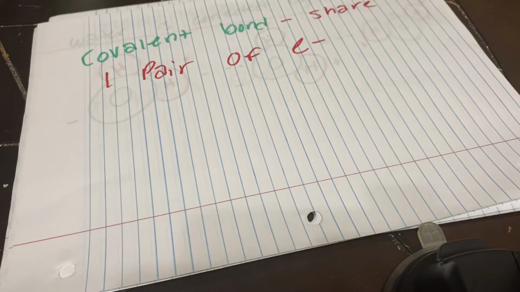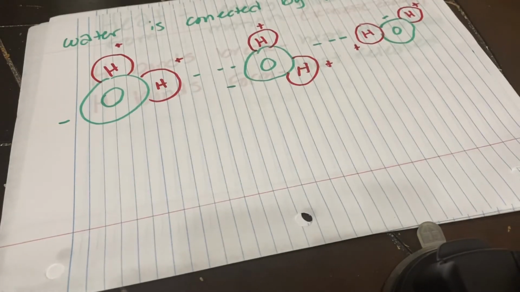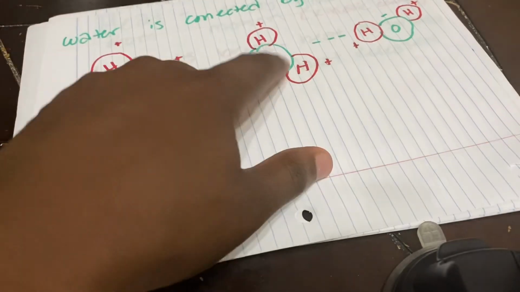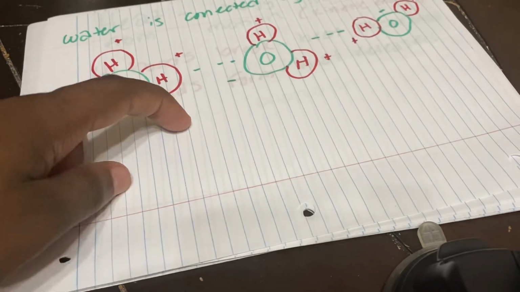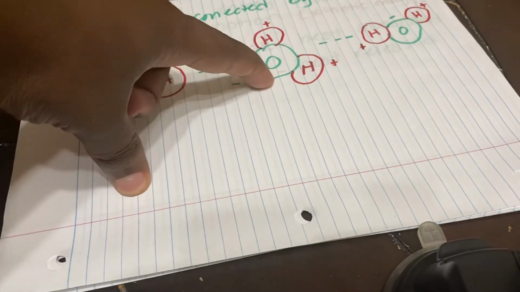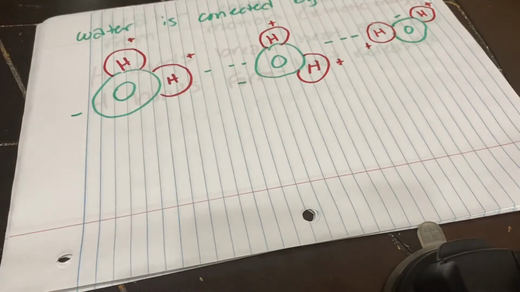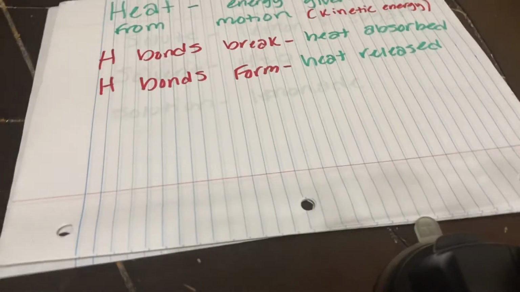Covalent bonds share 1 pair of electrons. Water is connected by hydrogen bonds. So these are waters, H2O, H2O, H2O. And that's how they will look because positive is attracted to negative, and it goes on like that. Okay? And it's more positive, more negative. More positive, more negative.